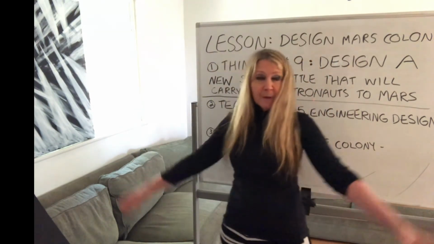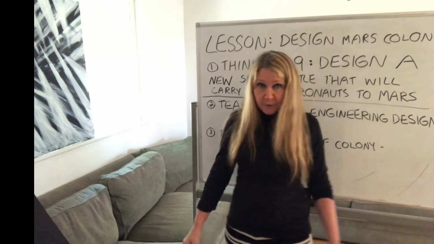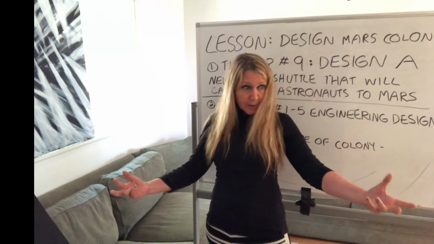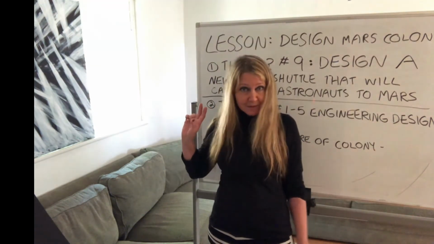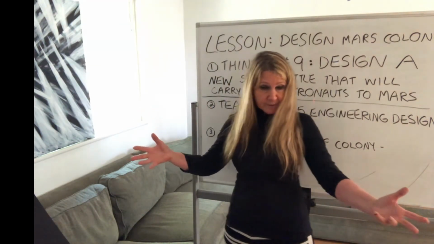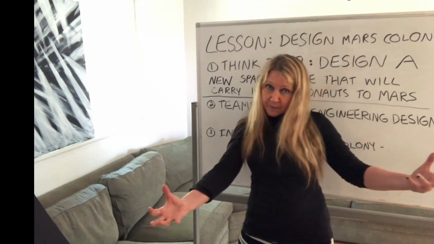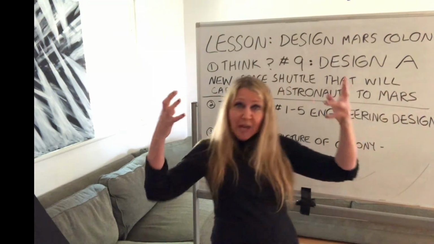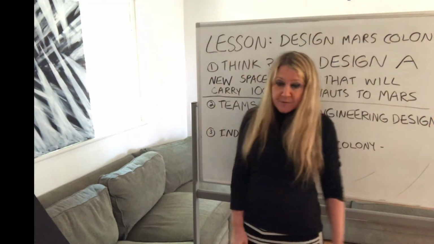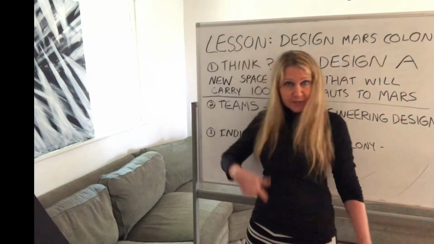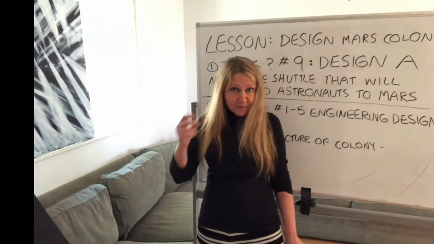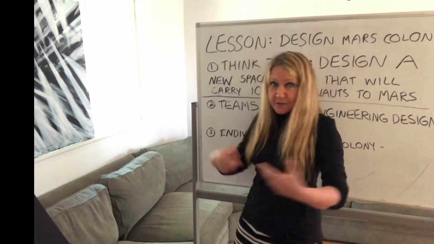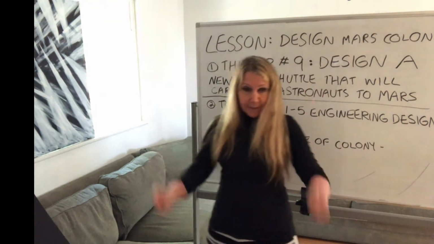Third part, all cells come from pre-existing cells. So all cells come from cells that existed before them. Just makes sense. So cells divide to make new cells. Some cells divide faster than others. Like the cells in your intestine, the lining of your intestine. They're dividing fast. Every few days, new ones are made. Your blood cells, your red blood cells, every few months, new ones are made.